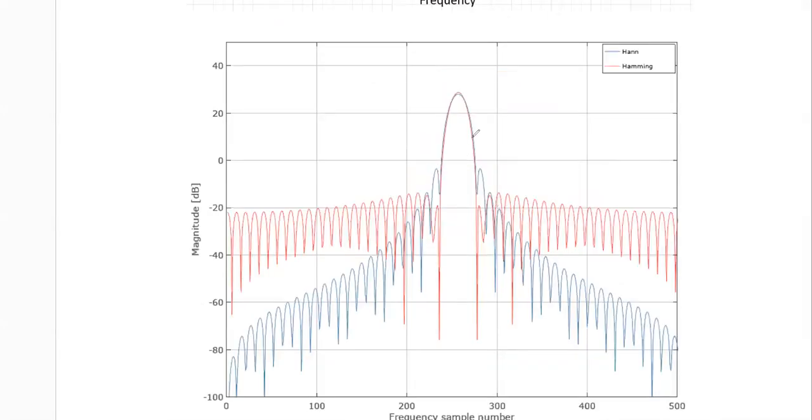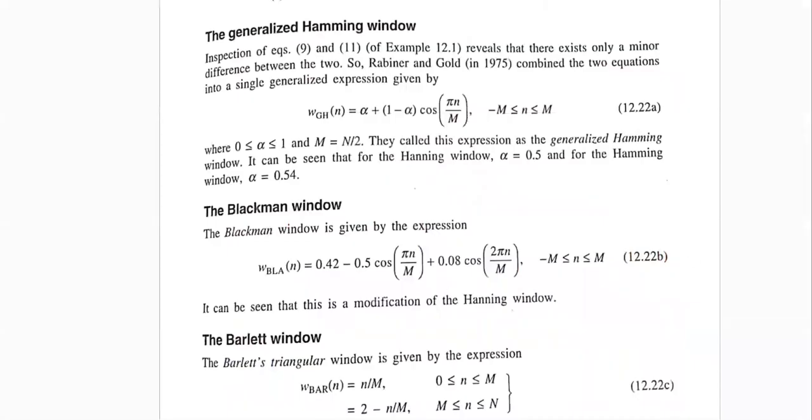If I want to go in between the Hanning window and the Hamming window, how can we change it? By changing the value of what? How can I change the Hamming window to the Hanning window? By changing the value of alpha. So that is the advantage of that equation. We can modulate it.